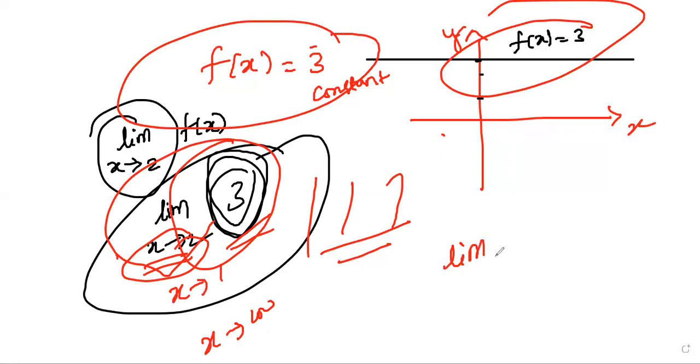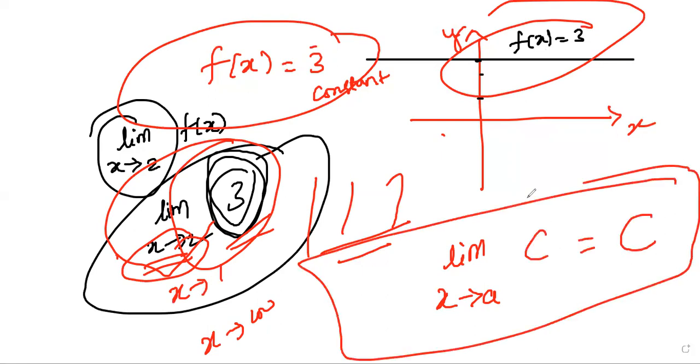So this is the property. Limit x approaches a. You can substitute any value. The constant is going to be constant only. It will not change. Do you understand this? Understood.